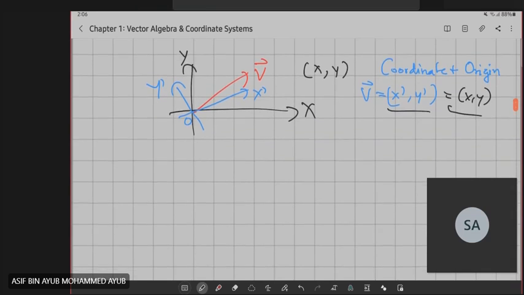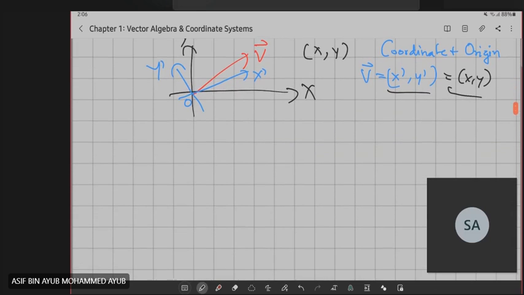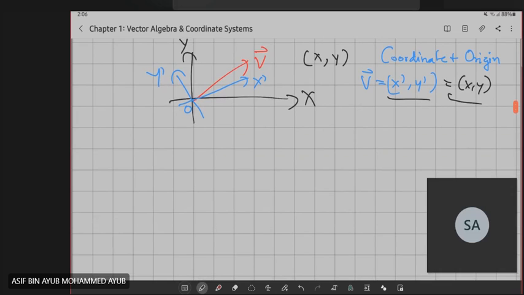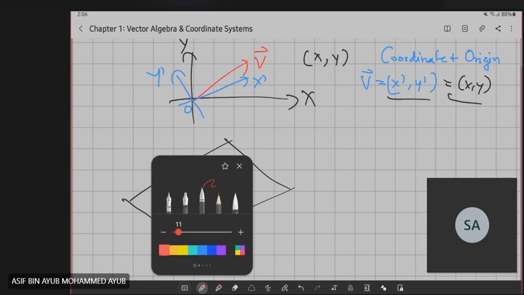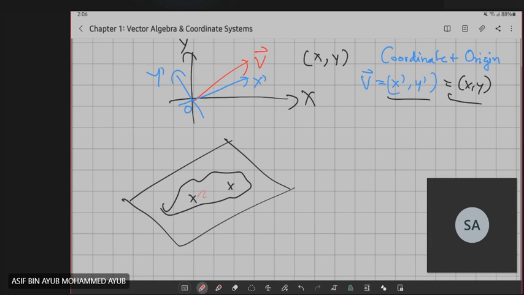So it doesn't really matter. The vector is the same. Now, to imagine why this is, let's take a real life example. Suppose I have a map of Bahrain with me, something like this. You have Manama here, and you have Rifa here. So a vector starting from Rifa to Manama will be the same no matter how you look at it.